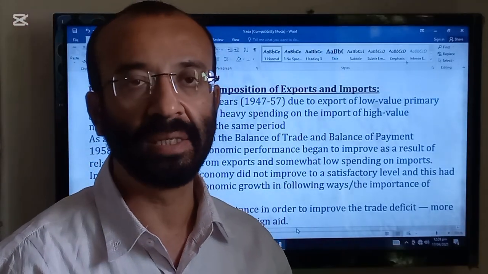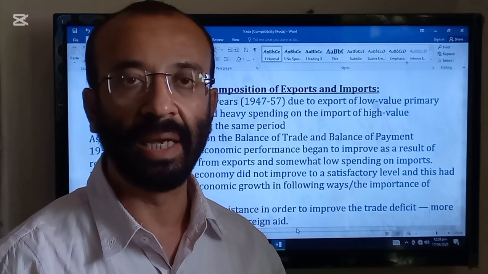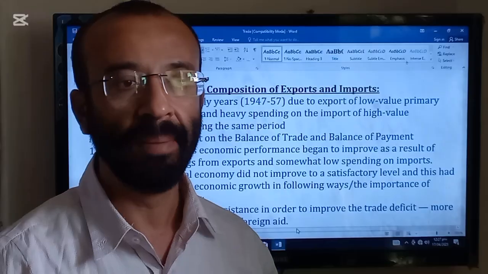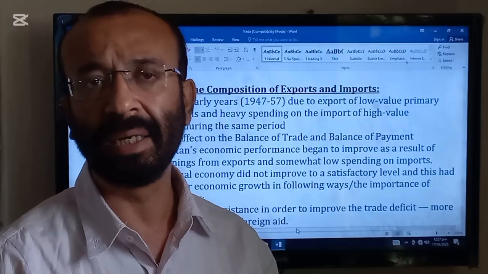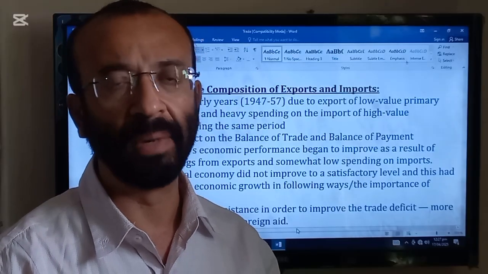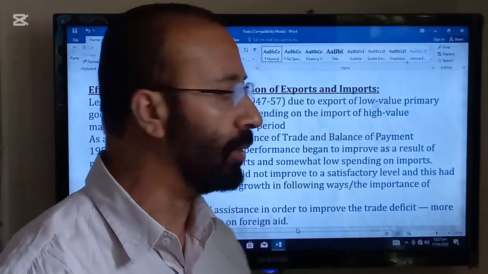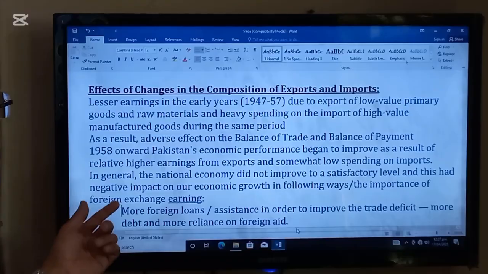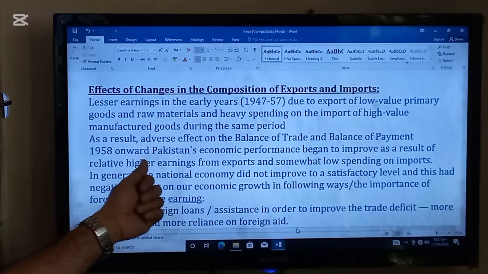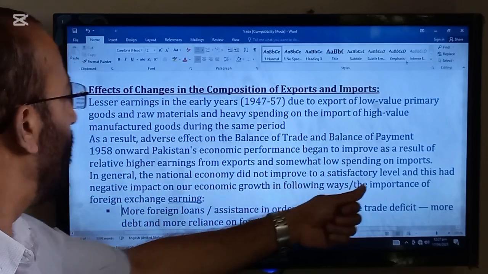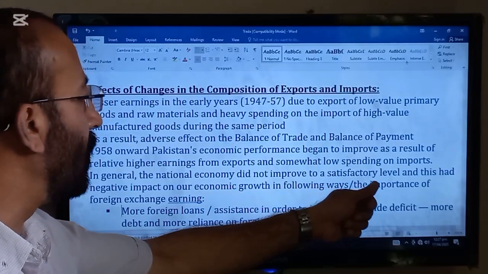So the first 10 years of Pakistan were very negative as far as import and export composition is concerned, because we spent a lot of money on imports and earned very little from our exports, because exports were low value goods and imports were high value goods. As a result, there was an adverse effect on the balance of trade and balance of payment. From 1958 onward, Pakistan's economic performance began to improve as a result of relatively higher earnings from exports and somewhat lower spending on imports.